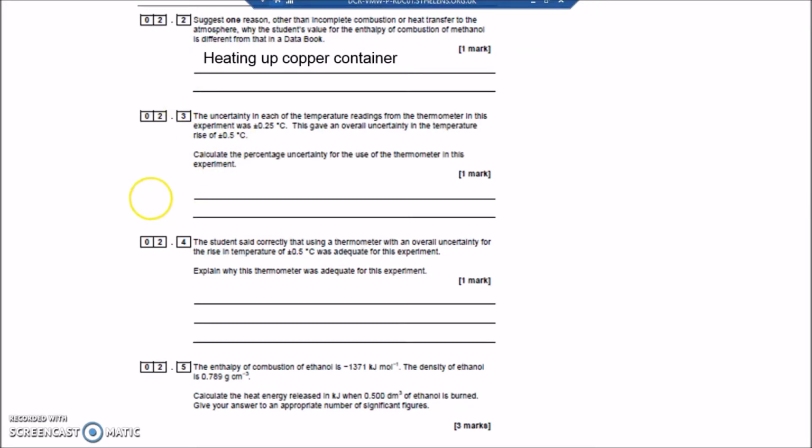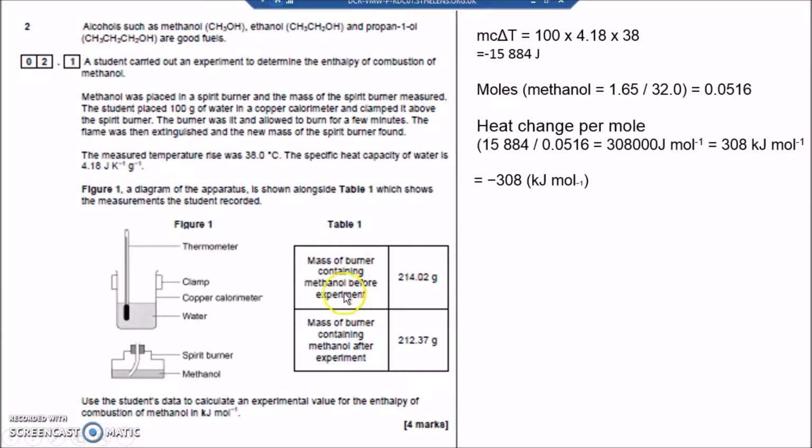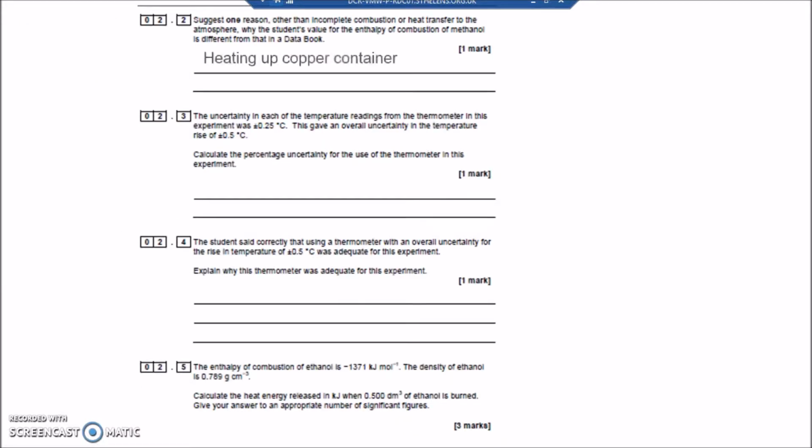The uncertainty. The temperature readings from the thermometer in this experiment were plus or minus 0.025. That means that the thermometer can be 0.025 out. This gave an overall uncertainty in temperature of 0.05. That's because you're taking two temperature readings, at the beginning and at the end, to work out the temperature change. That's why they've doubled the error, because you could get an error the first time and an error the second time, and so those errors are cumulative, added together.